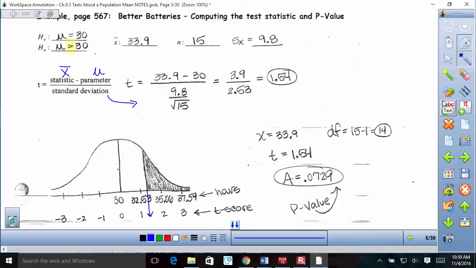Hey, can you conclude in your mind though? Is this p-value low? No. You failed to reject the null hypothesis on this one.